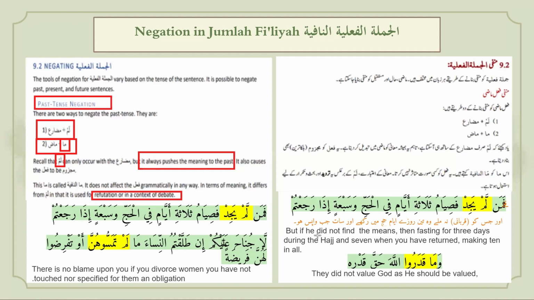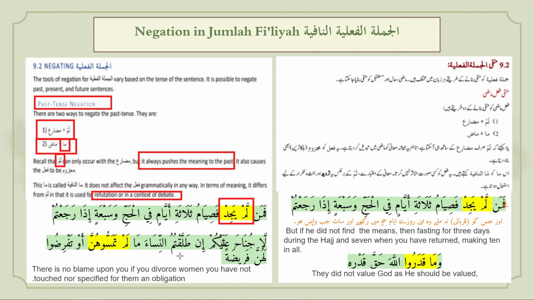And if they cannot, if someone did not find the means, like cannot afford an animal, then they have to fast 10 days. So this is about that. But our emphasis, because of our topic, is lam plus present tense lightest. Then another lam: tamassuhunna.